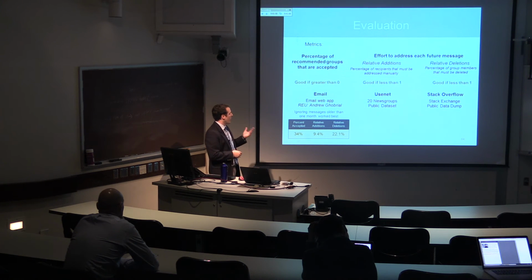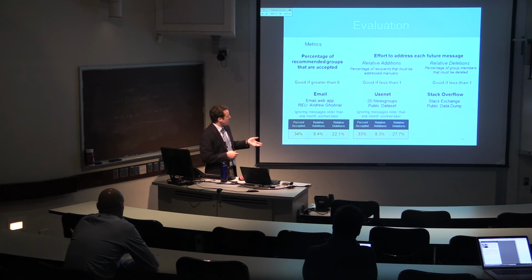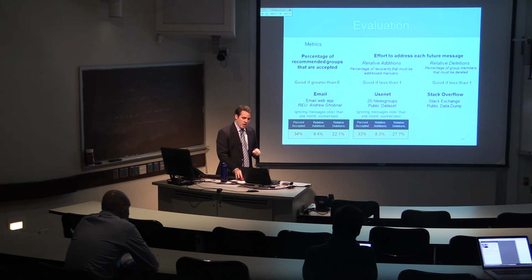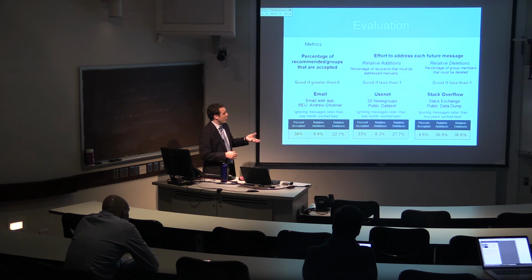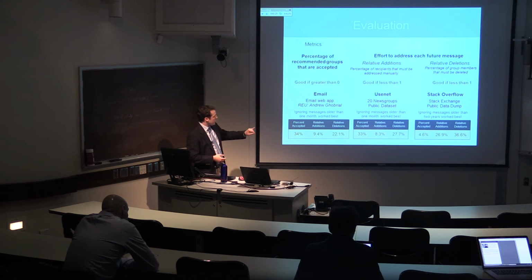In email, we found that ignoring messages older than 1 month worked best. In Usenet, we also found that ignoring messages older than 1 month worked best. And in Stack Overflow, we also found ignoring messages, but the threshold was different, where the threshold was 2 years. And in each of these cases, we found percent accepted to be significantly greater than 0, and relative additions and deletions to be significantly below 1.